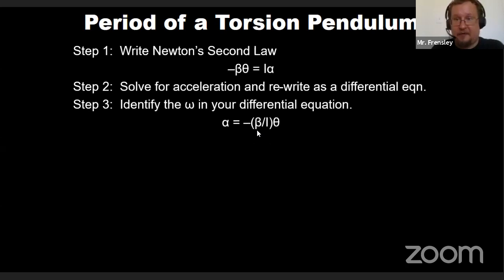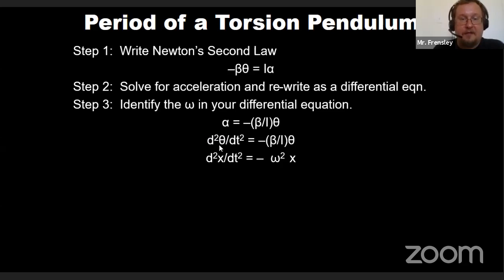Well, it doesn't have an acceleration. It has a second derivative. In this case, the second derivative of angle rather than the second derivative of x, which is like meters, right? So we have the second derivative of theta with respect to time, kind of like the second derivative of x with respect to time. We have a negative, kind of like a negative. We have beta over I, which is a constant, and theta, which is like position. So that means that omega squared is just beta over I.